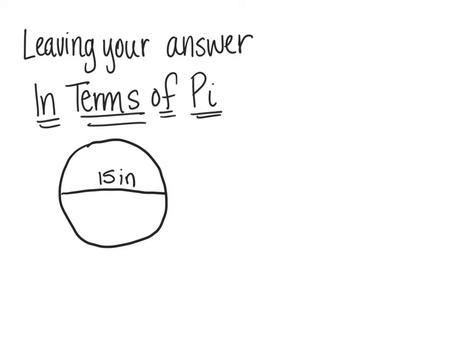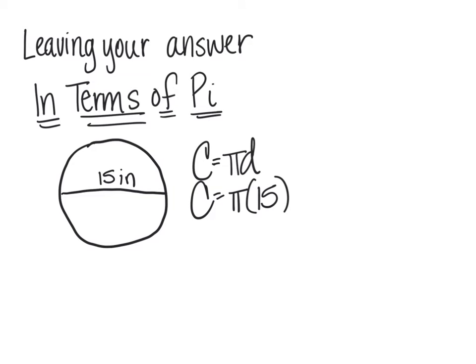Okay, so let's say we have a circle with a diameter of 15 inches. If I find the circumference of this circle, I'm going to write C equals pi d. Pi, we would normally put 3.14, but because they want us to leave pi in our answer, we're going to put pi. And then we're going to put the diameter is 15. Now, we're going to treat pi like a normal variable.